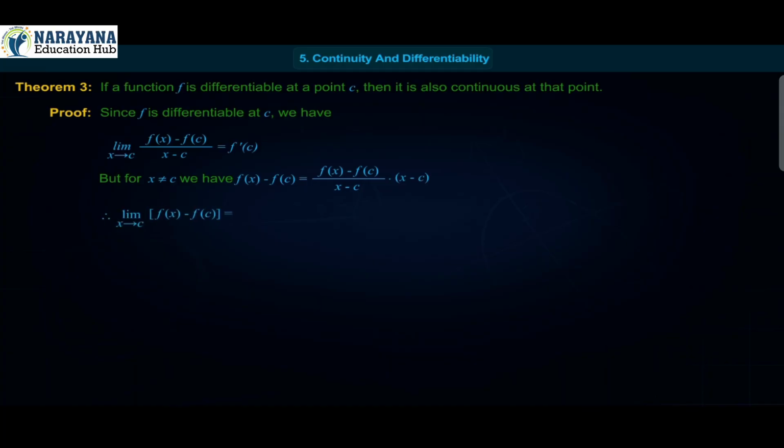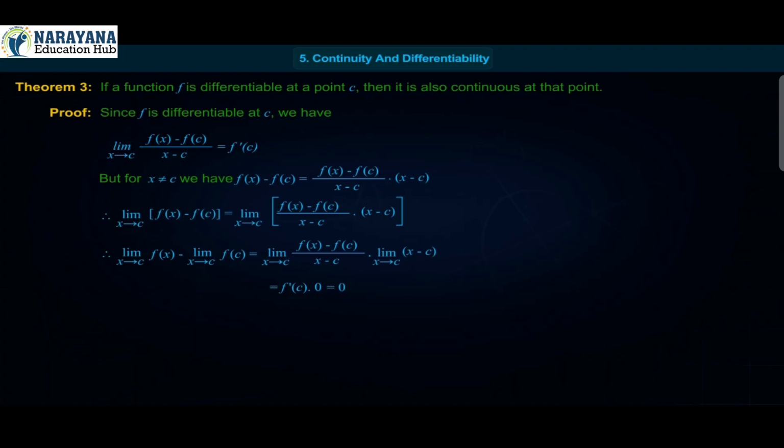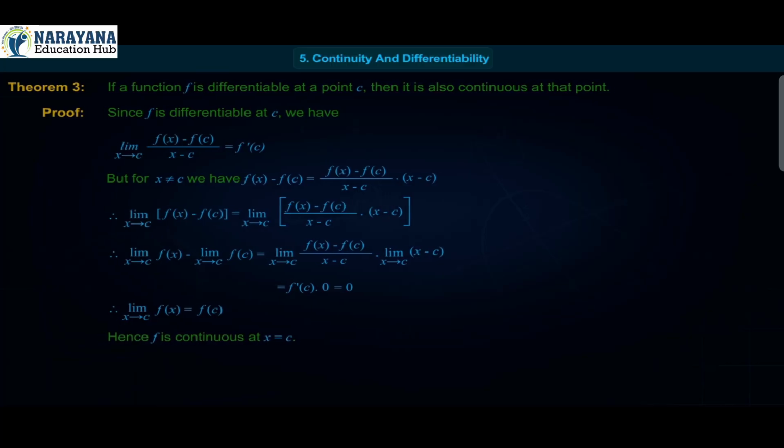Therefore, the limit as x tends to c of [f(x) - f(c)] is equal to the limit as x tends to c of (f(x) - f(c))/(x - c) × (x - c). Therefore, the limit of f(x) minus the limit of f(c) is equal to the limit of (f(x) - f(c))/(x - c) times the limit of (x - c), which is f'(c) × 0 = 0. Therefore, the limit as x tends to c of f(x) is equal to f(c). Hence, f is continuous at x = c.